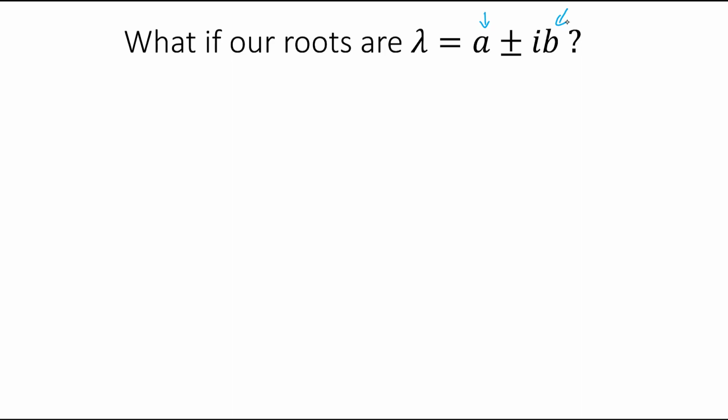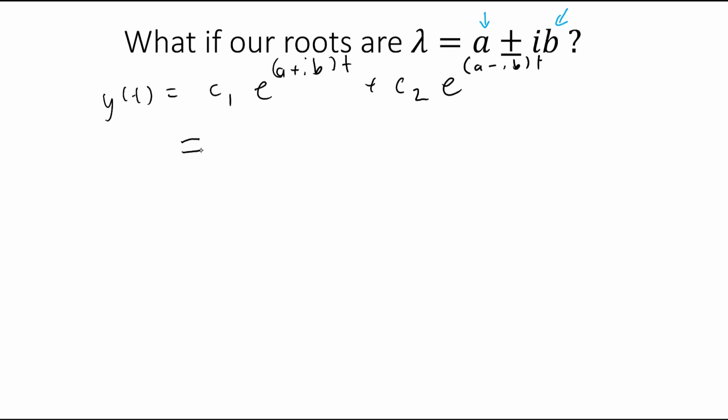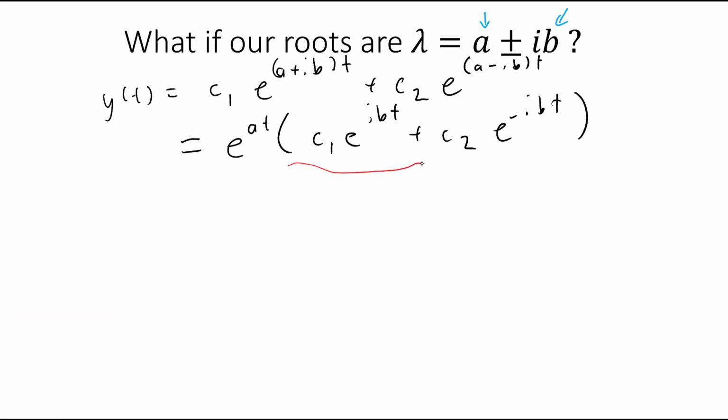So to make sense out of this new case here, let's take a look at the general solution we would get. We would get c1 e to the (a plus ib) times t plus c2 e to the (a minus ib) times t. If you multiply out the exponents in this expression, notice that we can factor out an e to the at from both of these expressions. And notice also that the resulting expression inside parentheses here looks like what we had before.